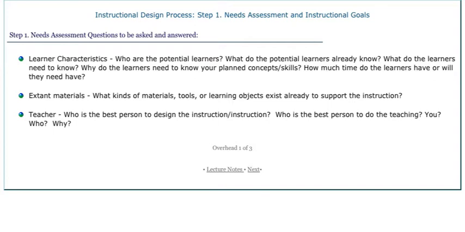Who are the potential learners? What do they already know? What do they need to be able to know to engage in the training? And why do the learners need to know your planned concepts and skills? This is a preliminary check on what you're going to do in step 3 with entry behaviors and learner characteristics.